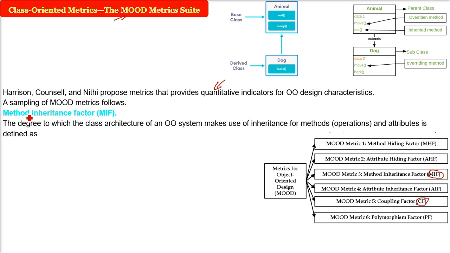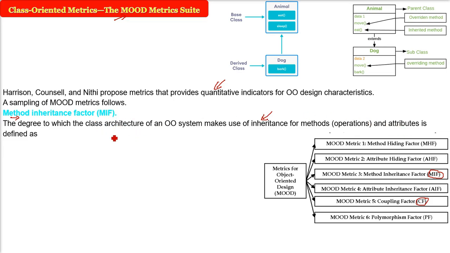So method inheritance factor, here it is all about inheritance and methods. In the object-oriented paradigm, we are talking about methods which are inside the class, and inheritance is how the attributes and operations are inherited by a different class. So the degree to which the class architecture of an object-oriented system makes use of inheritance for methods, which we also call operations, and attributes, is defined as.